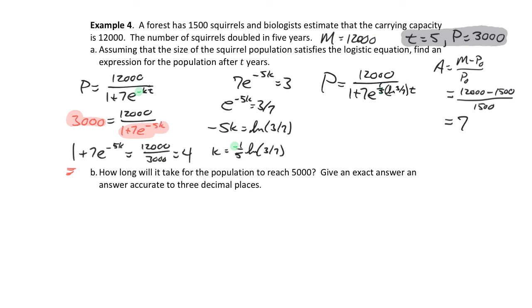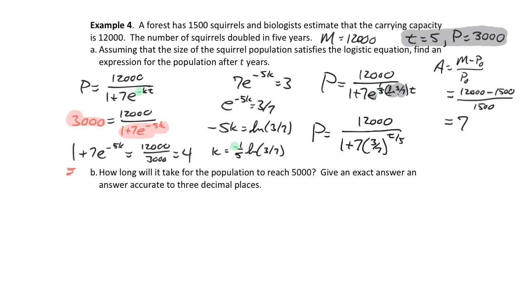And I'm going to combine the e and the natural log of 3/7. e to the natural log of 3/7 equals 3/7. So we get P equals 12,000 divided by 1 plus 7 times 3/7 to the t divided by 5. Where did that t over 5 come from? It came from what was left in the exponent there. There are properties of exponents which allow us to bring the e to the natural log of 3/7 to get 3/7, and then the remaining will be the exponent.